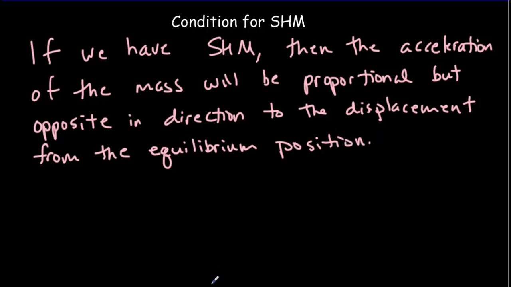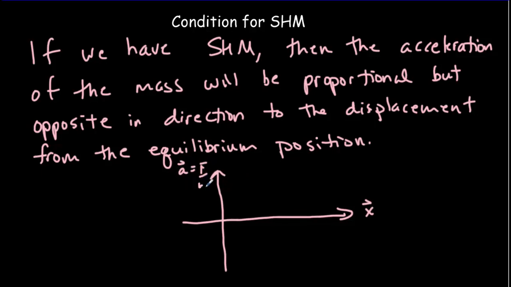And we might represent that all graphically. If we do a graph where we plot the displacement against the acceleration, which of course is equal to the force divided by the mass, then we've got a proportional relationship. That means we've got to get a straight line through the origin. But it's going to have a negative slope this time, because the direction of the acceleration is always opposite to the direction of the displacement. So a graph of acceleration versus displacement will be a straight line through the origin with a negative slope.